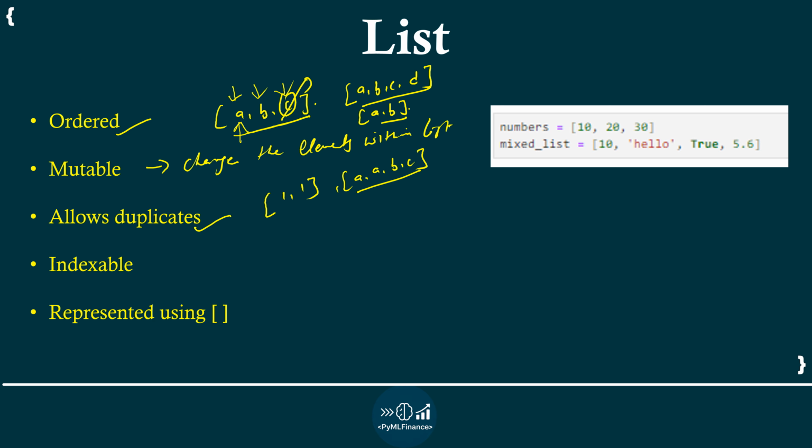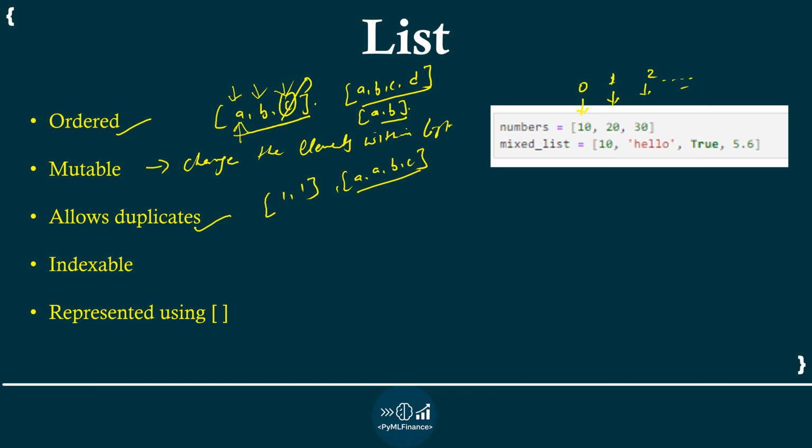Lists are indexable. In a list, indexing or position starts from 0. Not only in list, in Python any indexing starts from 0. So the first value always has index 0, the second value has 1, then 2, and so on. So the index or position of items in a list, or even in any Python data structure, starts from 0 and not 1.